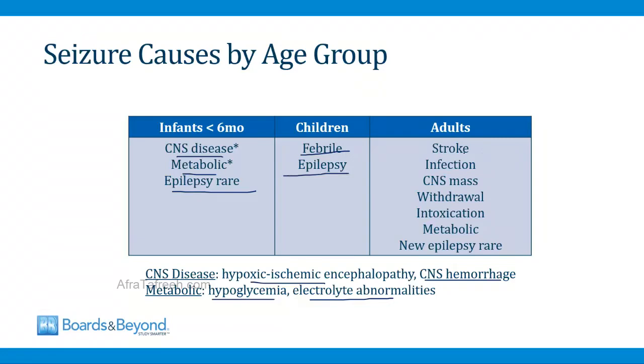When adults have a seizure, one of the first things you have to think about is a stroke. Adults can also have a seizure from infection, things like meningitis and encephalitis. CNS masses, meaning brain tumors, often cause seizures in adults. And then adults can have seizures if they are withdrawing from a substance like alcohol or if they are intoxicated with a substance. And then finally, metabolic causes also occur in adults, things like hypoglycemia and electrolyte abnormalities. A new onset of epilepsy is very uncommon in an adult.